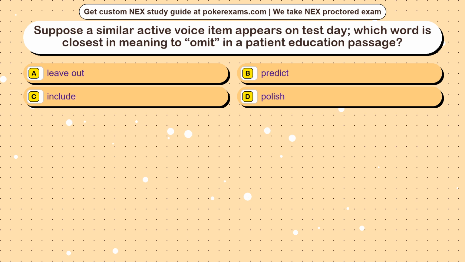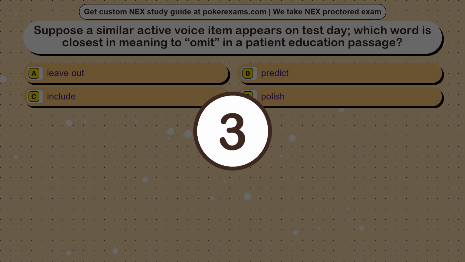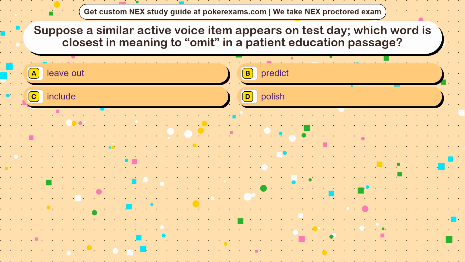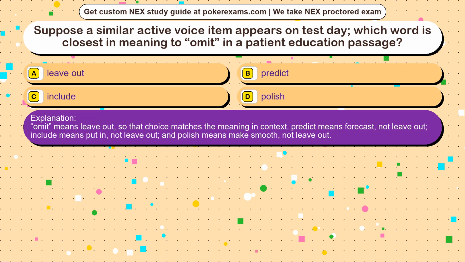Question 7. Suppose a similar active voice item appears on test day. Which word is closest in meaning to omit in a patient education passage? Option A, leave out. Option B, predict. Option C, include. Option D, polish. The correct answer is option. Omit means leave out, so that choice matches the meaning in context. Predict means forecast, not leave out. Include means put in, not leave out. And polish means make smooth, not leave out.